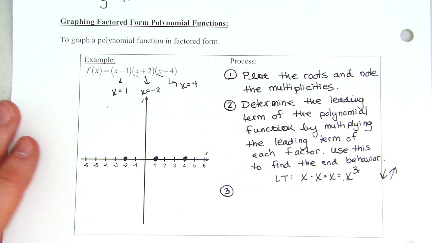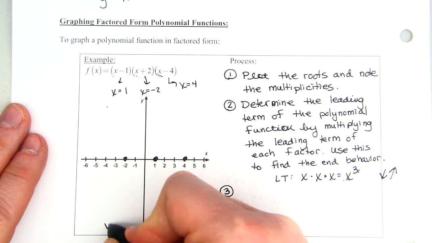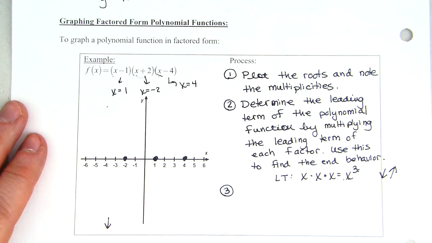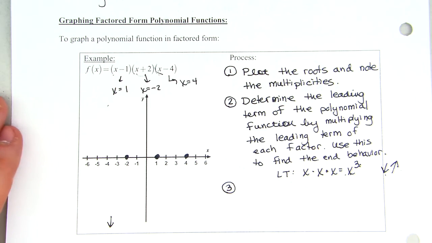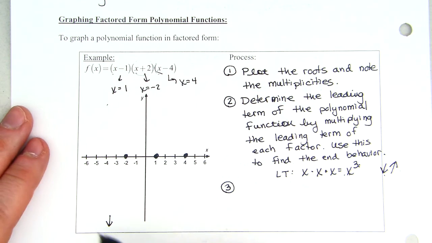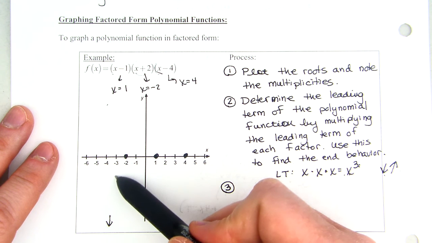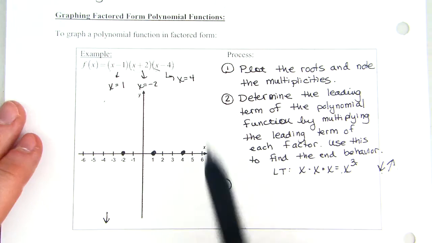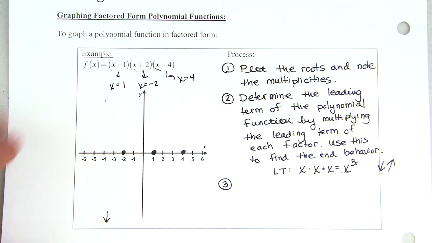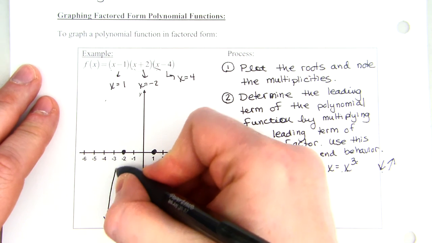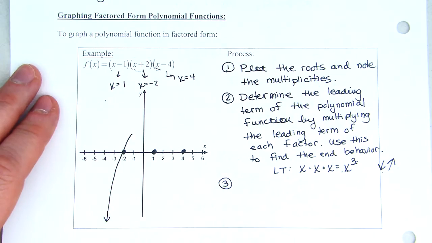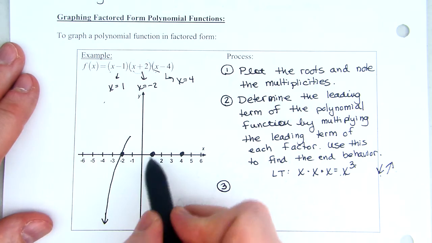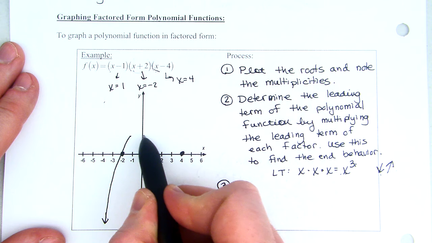Because of this, I know I need to start my function down here, because I need to start by pointing down. All I'm going to do is make my function pass through those x-intercepts. Now, sometimes it's a little bit more involved than that. Not here. I'm going to start over there, and I'm going to go through my first x-intercept. To be able to go through the next one, I've got to make this thing curve around.